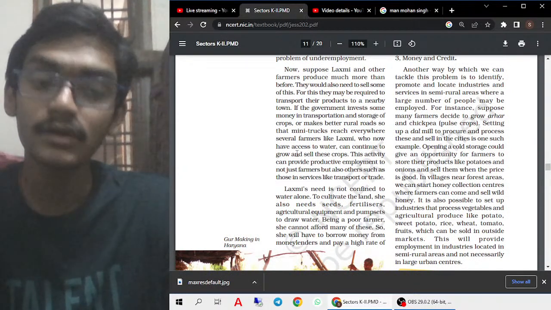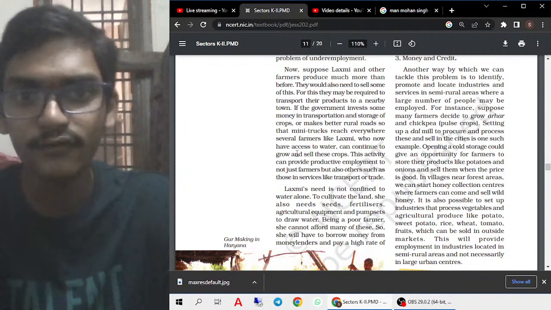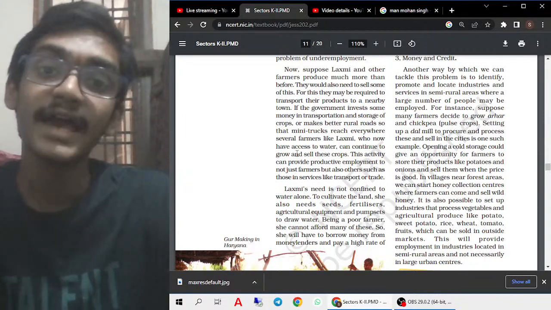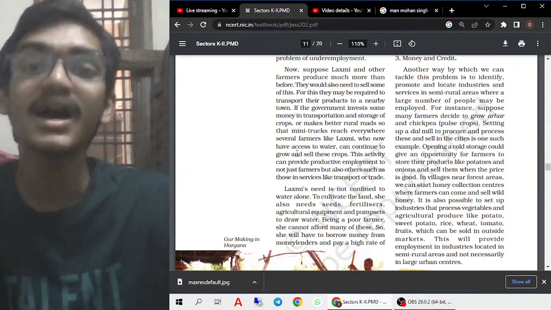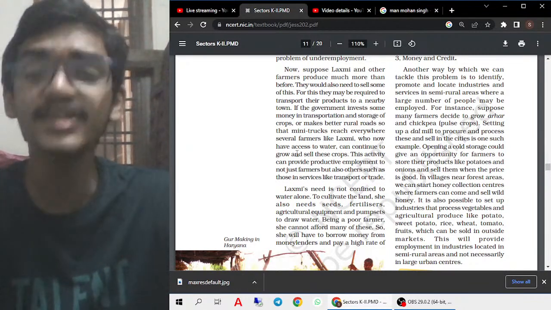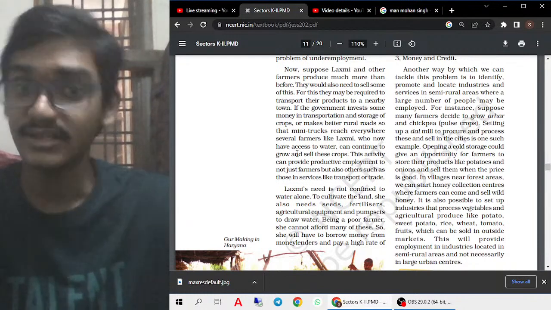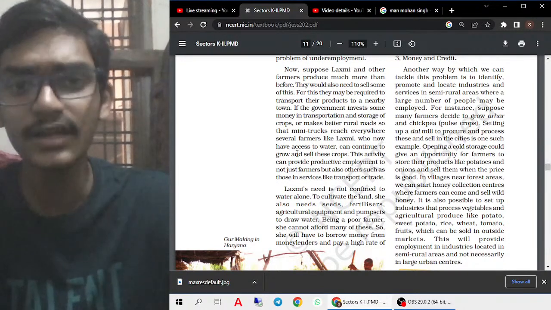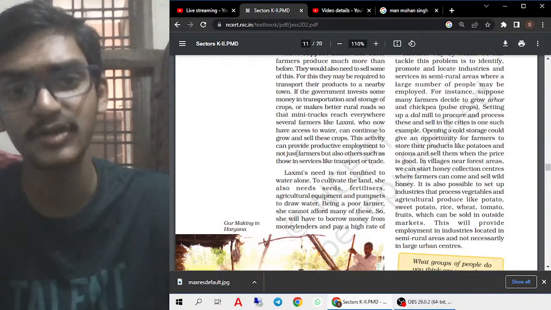And also giving cheap and affordable credit will give people a chance to avoid the high rate of interest, because generally in rural areas they take loans from money lenders, who charge a very high rate of interest. But if they take loans from the banks, they charge a very low rate of interest. So therefore, this is very important.